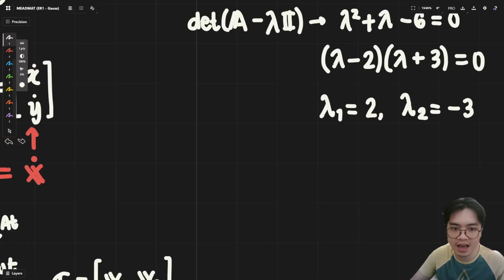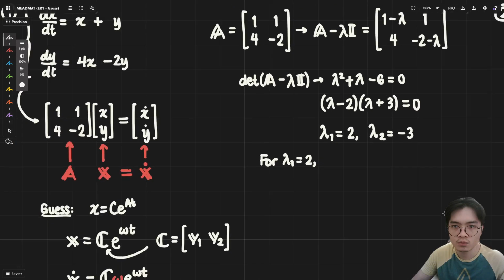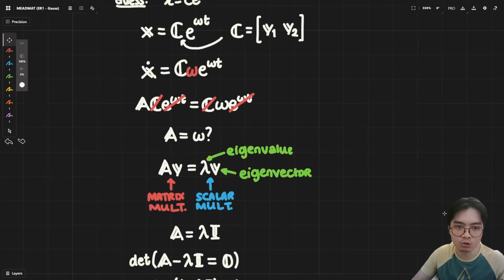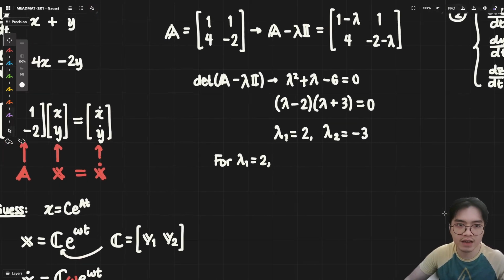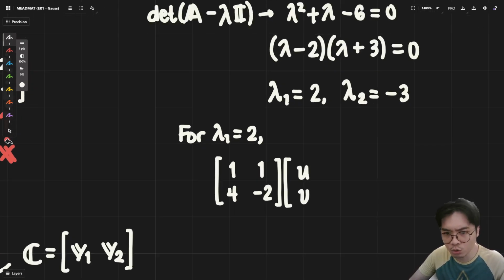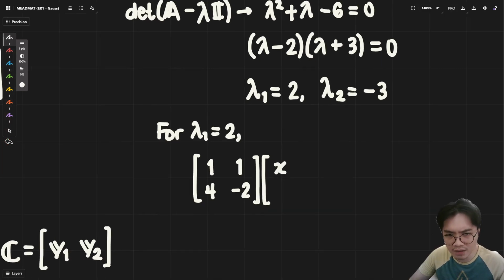Let's just try and get the eigenvectors now. For lambda 1 equal to 2, we will use the definition from earlier: AV equals lambda V. Our A is 1, 1, 4, negative 2, and our goal is to find that value of V. Use U or V, X or Y, whatever works for you. If V1 and V2 work for you, then go. For me, what I prefer is X and Y.